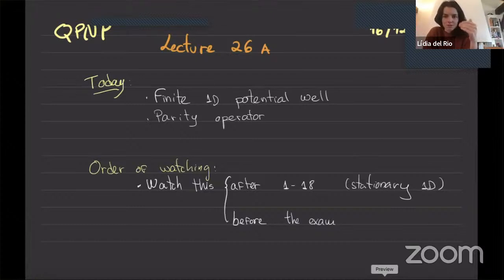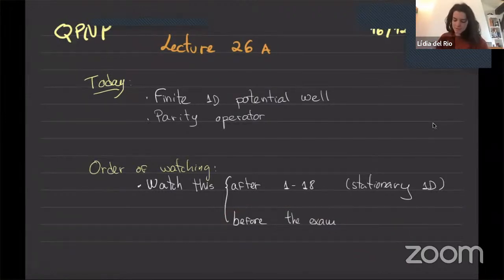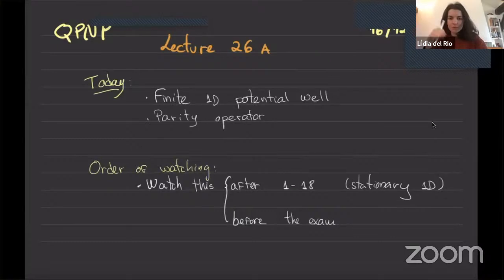So I can tell you what the order that matters is. It is the following. Okay, you should watch this lecture before the exam, and after we talked about the stationary 1D cases, so at least after lecture 18. You can also watch it at the end of the semester, it doesn't matter. None of the following lectures will depend on this.